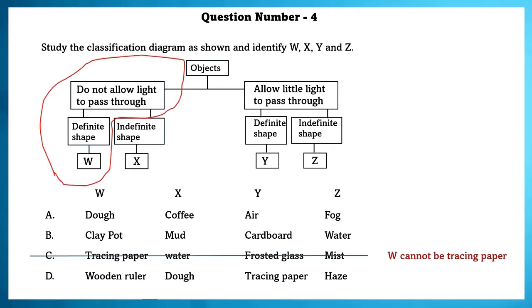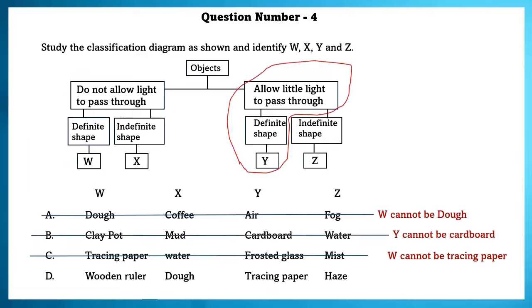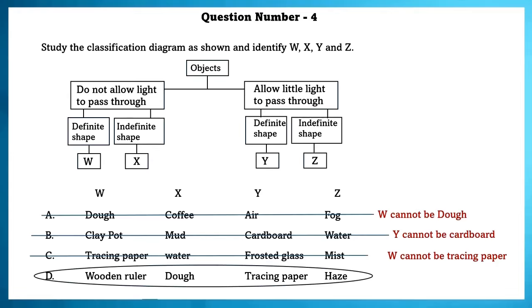Question number 4. Study the classification diagram as shown and identify W, X, Y, and Z. In the C option, W cannot be tracing paper, as tracing paper allows light to pass through. But in the classification for W, it says that they do not allow light to pass through. In the A option, W cannot be dough, as dough does not have a definite shape. In the B option, Y cannot be cardboard, because it does not allow even a little light to pass through. So, therefore, D is the correct option which satisfies all the requirements of W, X, Y, and Z.